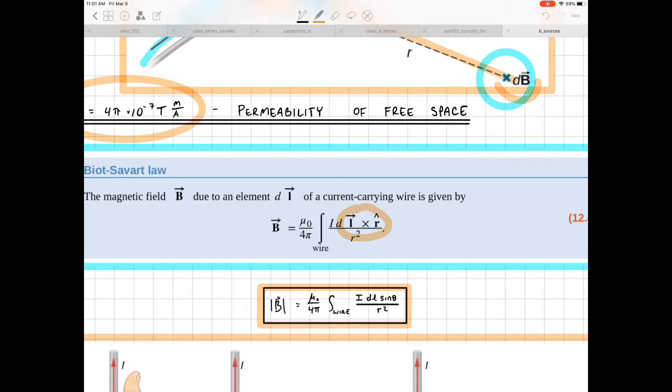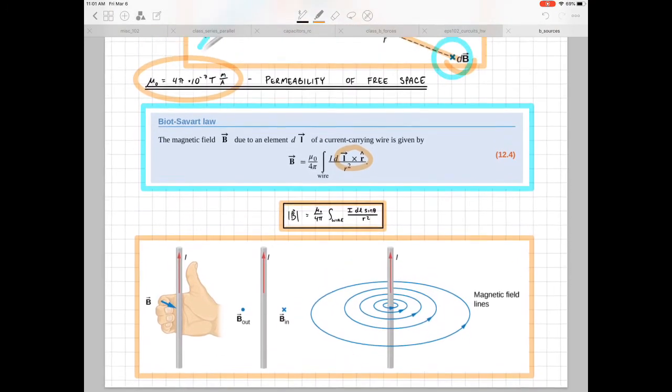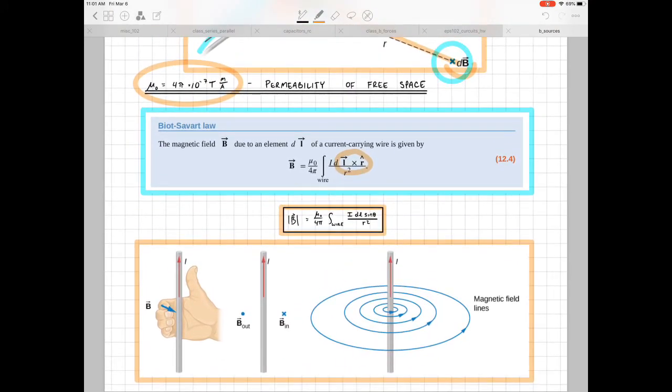And then the direction of the B field is taken from the right-hand rule. So point your thumb in the direction of the current, and then wrap your fingers around the wire, and the direction your fingers are pointing as you wrap around gives you the direction of the B field.